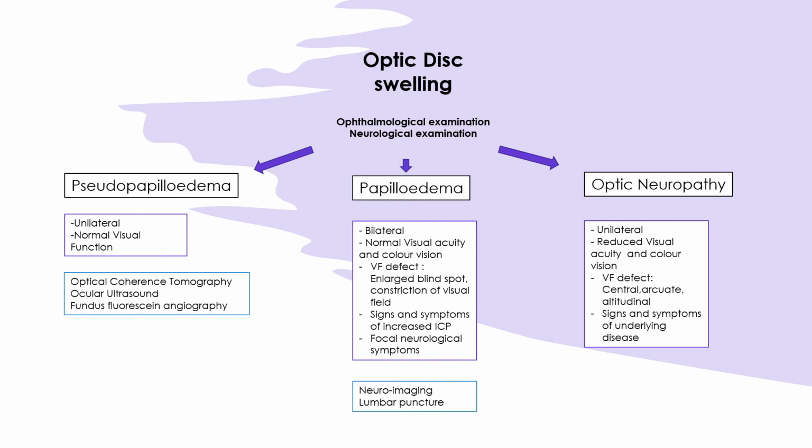For example, pain on eye movement in patients with optic neuritis, or jaw claudication and scalp tenderness in patients with giant cell arteritis. And appropriate investigations are done according to the underlying disease. For example, neuroimaging in optic neuritis, ESR and temporal artery biopsy in giant cell arteritis.